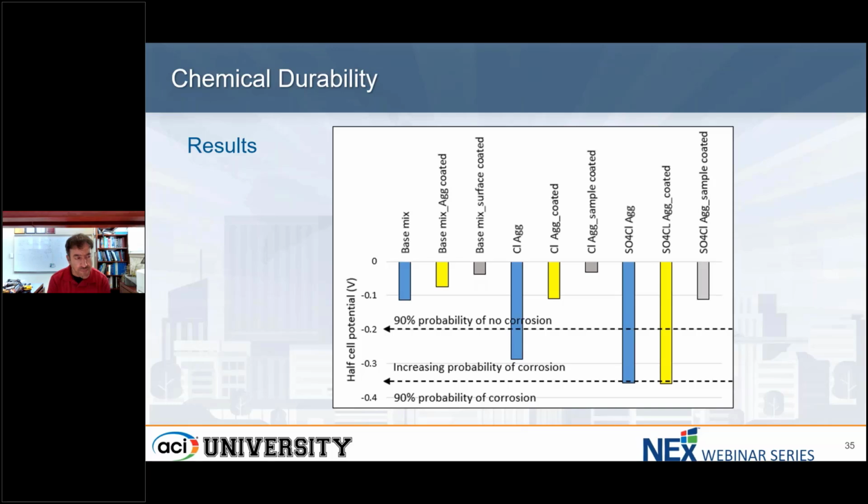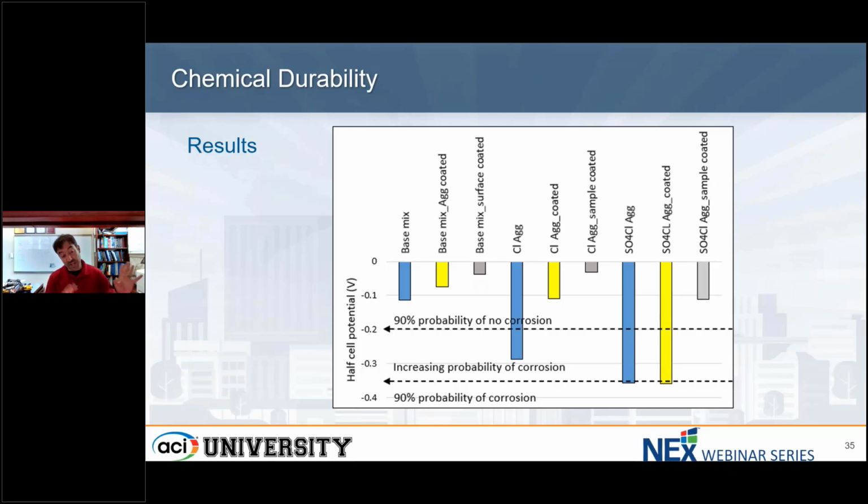And so what's happening here, we think, again, we're waiting for petrographic analysis, we think that sulfate is actually reacting with the silane in some way and causing some type of reaction to occur there. But if we coat the sample rather than the aggregates themselves, it seems like that is sufficient to prevent the initiation of corrosion.